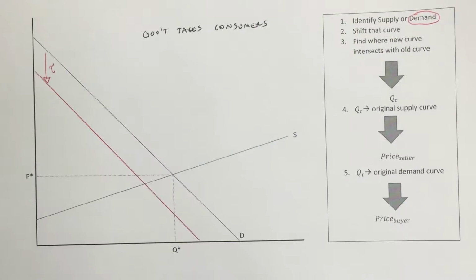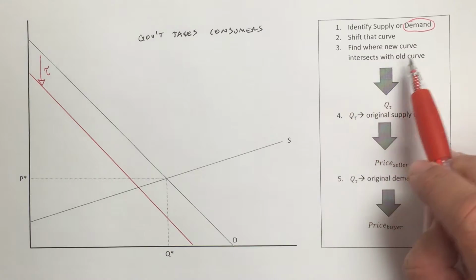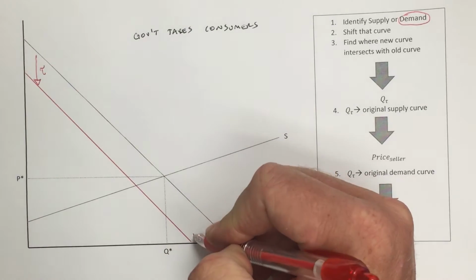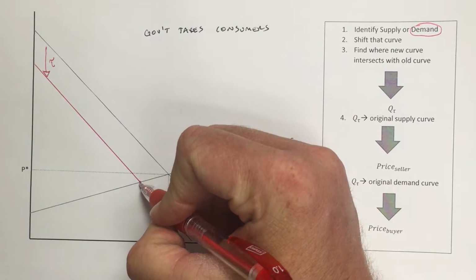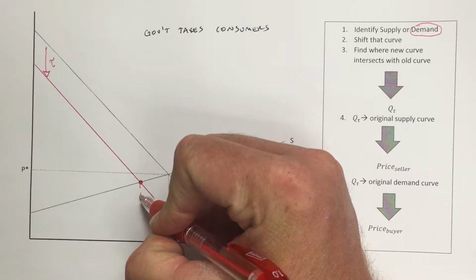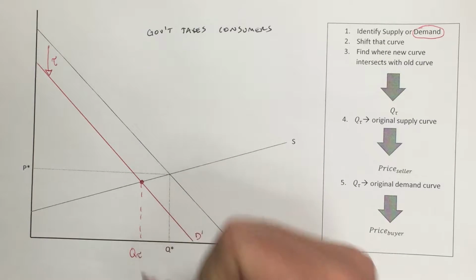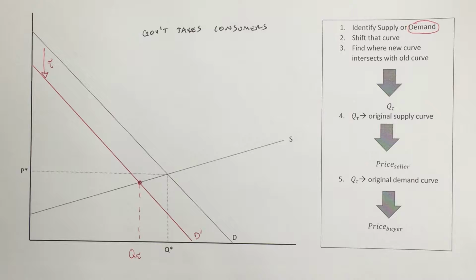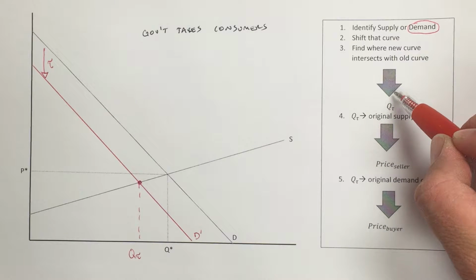Step 3 is we find where the new curve intersects with the old curve. So here's our new curve, our new demand equation, and that intersects with the old supply equation right here. We bring that down, and that's now our new market quantity when a tax is being imposed. So that is now step 3.